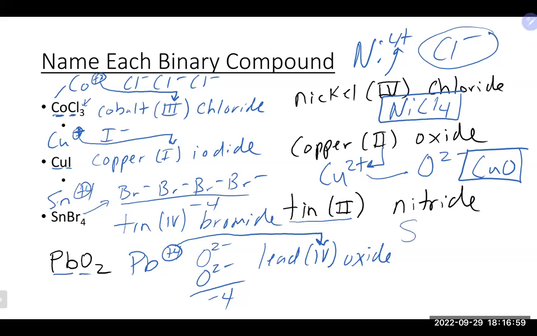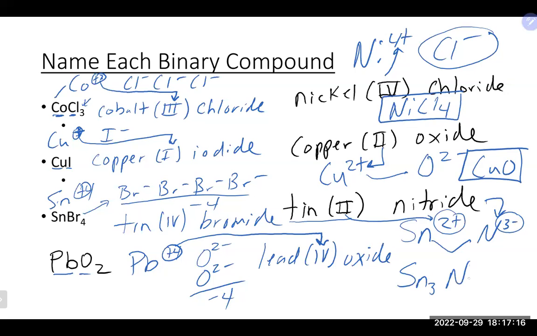So tin is Sn, and it will be +2 in this case. Nitrite is nitrogen, which is group 5, so that's a -3. So once again, here we're looking for basically 6 there to get us balanced. So to get the tin to 6, we need 3 of them. And to get the nitrogen to 6, we need 2 of them in this case. So, any questions on any of those formulas?